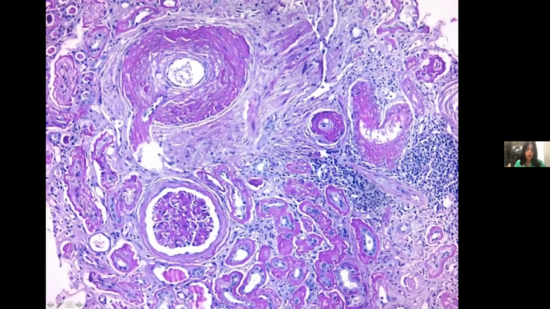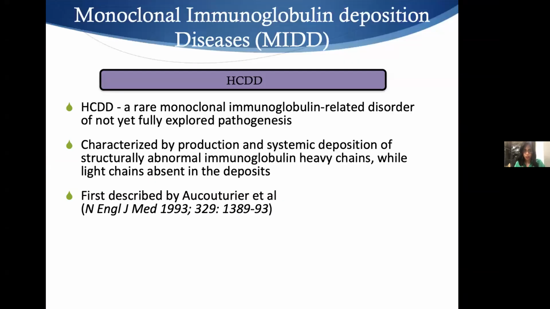Monoclonal deposits can also be heavy chains. Now, this is extremely rare. I've never seen a case. I think there are only very few cases reported in the literature. It's a rare monoclonal immunoglobulin-related disorder, and we don't even know its pathogenesis fully explored.